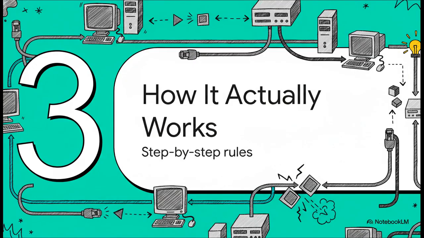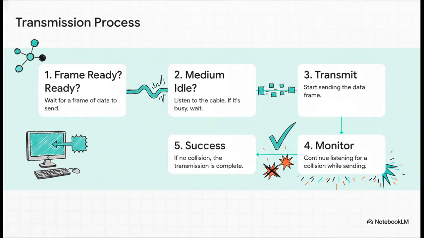Okay, so let's get into the nitty-gritty. Let's walk through the actual step-by-step process a computer would use to get its message out. In a perfect world, when everything goes smoothly, it's a really simple 5-step dance. First, the computer has some data it needs to send. It listens to the cable. Is it quiet? Perfect. It starts transmitting. And while it's sending, it keeps one ear on the line, just in case. If it gets to the end of its message and heard nothing but silence, success. The job is done. Easy enough.